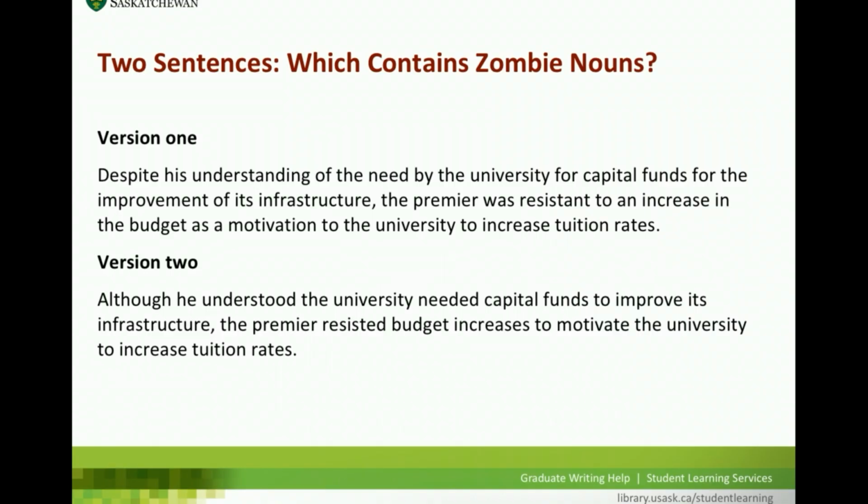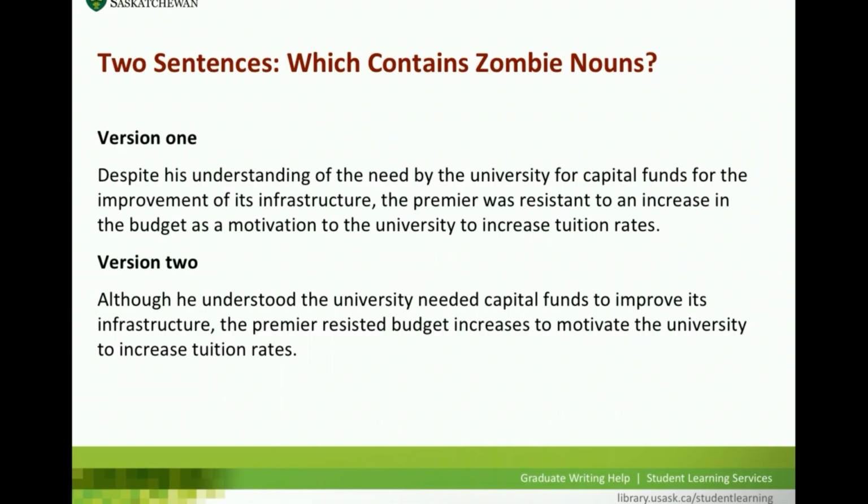Version 1. Despite his understanding of the need by the university for capital funds for the improvement of its infrastructure, the Premier was resistant to an increase in the budget as a motivation to the university to increase tuition rates. And version 2, although he understood the university needed capital funds to improve its infrastructure, the Premier resisted budget increases to motivate the university to increase tuition rates.